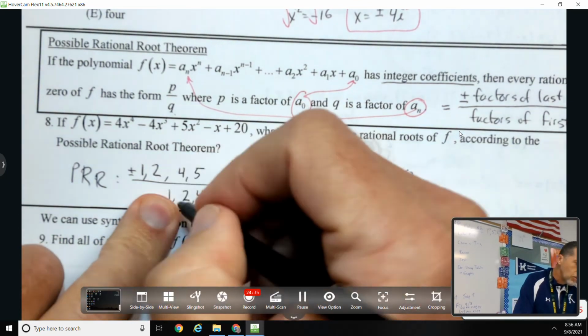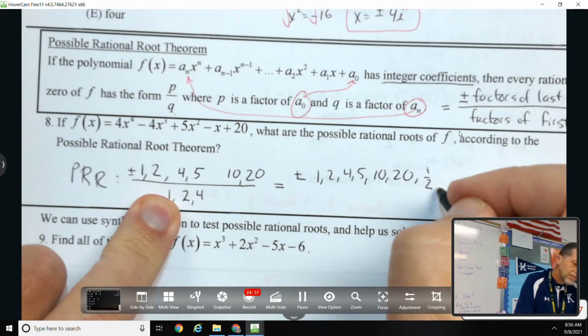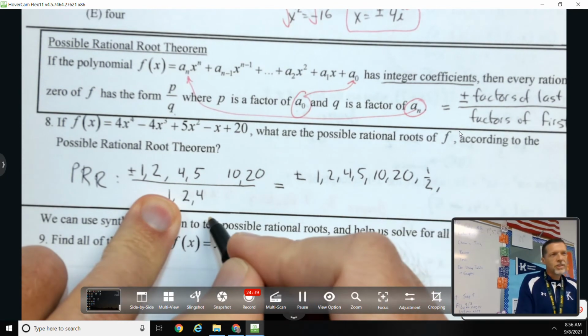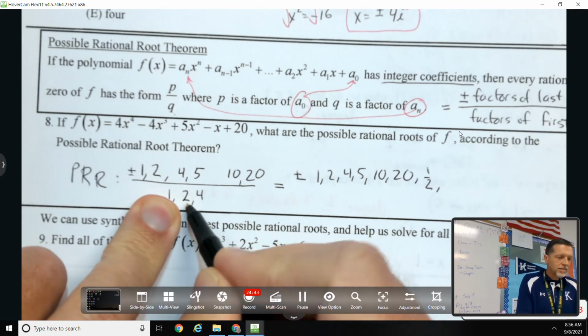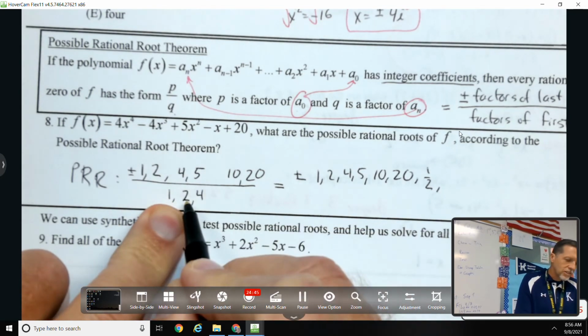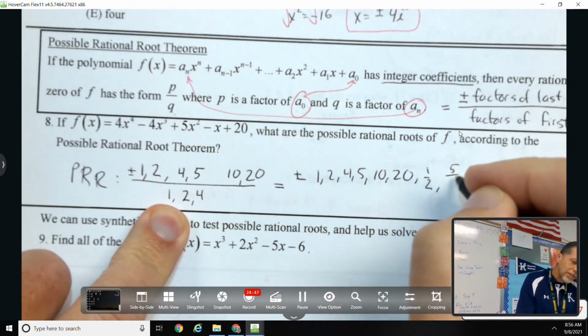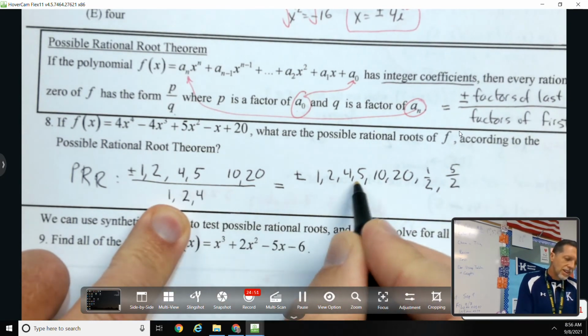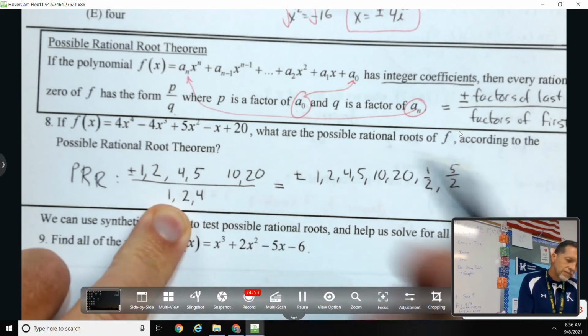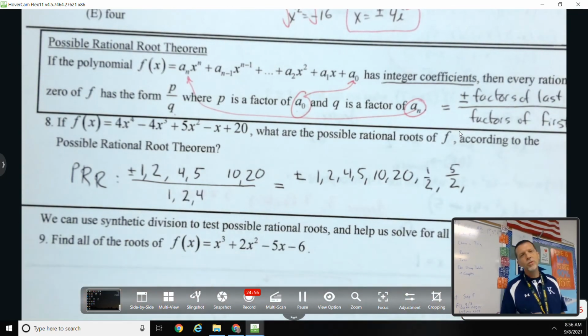So 1 over 2. 2 over 2 is 1, so it's already there. 4 over 2 is 2, it's already there. 5 over 2, we don't have 5 over 2. 10 over 2 is 5, got that. 20 over 2 is 10, already got that. So we only really got 2 new ones out of the over 2s. And now we need to do over 4s.